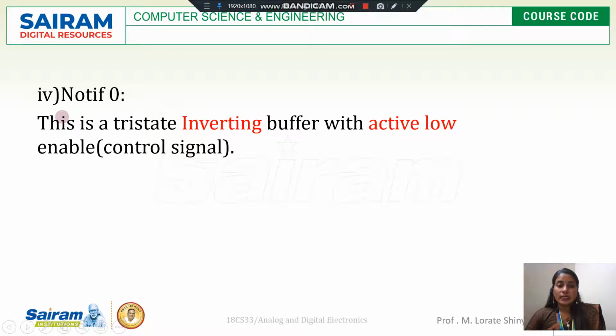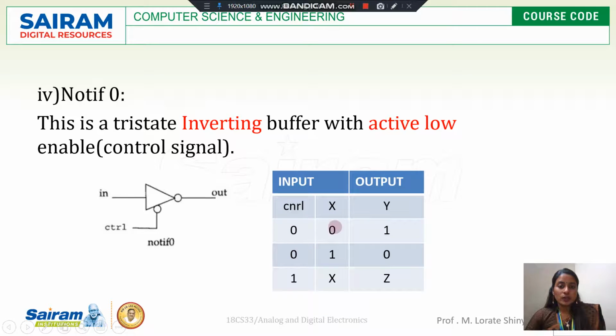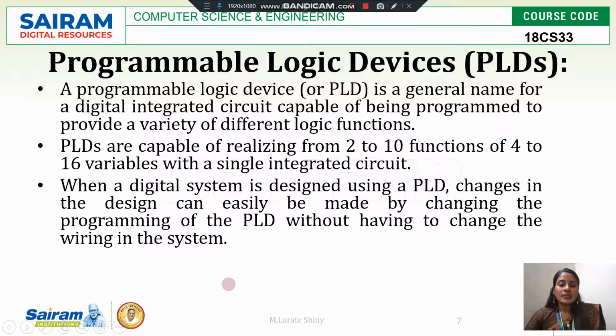That is a tri-state inverting buffer with active low enable signal. So two buffers are here, for output also buffer, control also buffer. So control should be 0. If x is 0, output is 1. If x is 1, output is 0. If control input is 1, we will not receive any output. Okay, tri-state buffer is done.